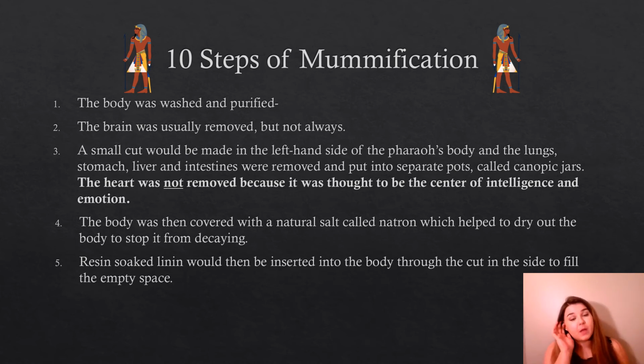So the 4th step of mummification is the body was typically covered with natural salts, and this helped dry the body out and stopped the decaying. The 5th step was resin-soaked linen would then be inserted into the body through the small cuts, and this was so that it would fill the empty spaces, because if you didn't do that, the body would concave on itself, or like if this was the stomach, it would be sunken in because there'd be nothing there to support the stomach. So these linens actually helped keep the shape of the pharaoh. This was more of like a cosmetic procedure, but they wanted to make sure that the pharaohs and stuff looked good in the afterlife.